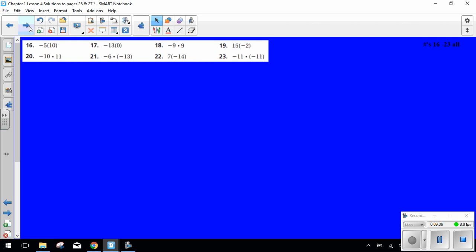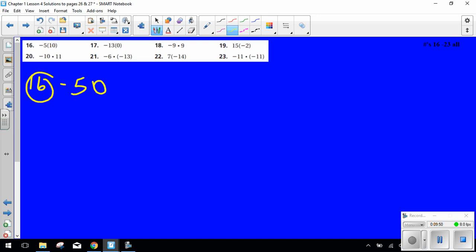Now we're looking at 16 to 23 all. Number 16. Okay, we have a negative times a positive, so 16 is going to be negative. 5 times 10 is 50. So do you notice I'm looking at this in 2 parts, signs, then numbers. Number 17, it's negative times 0. I don't even care what the numbers are at this point. If I'm multiplying by 0, the answer is 0.